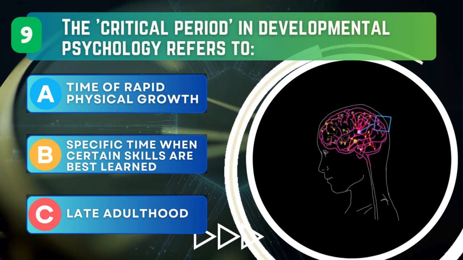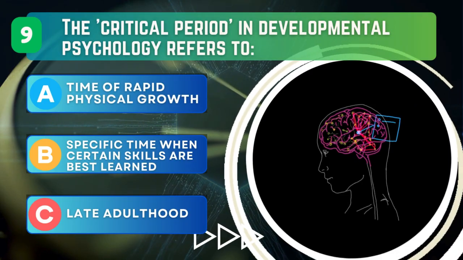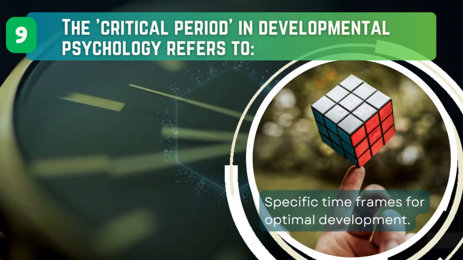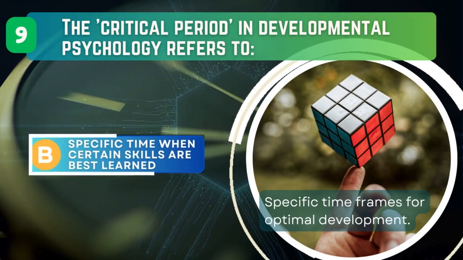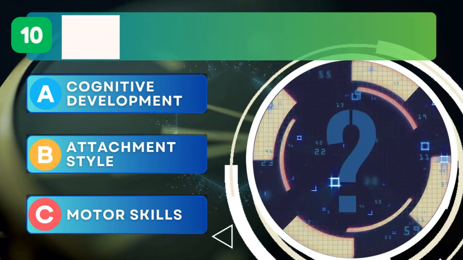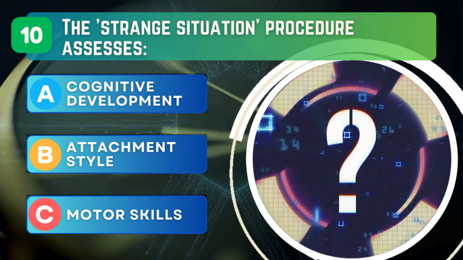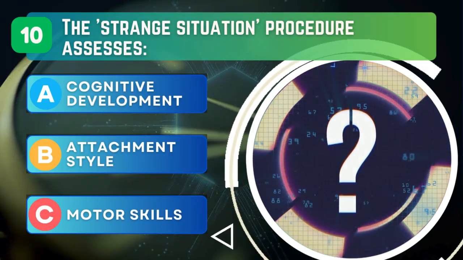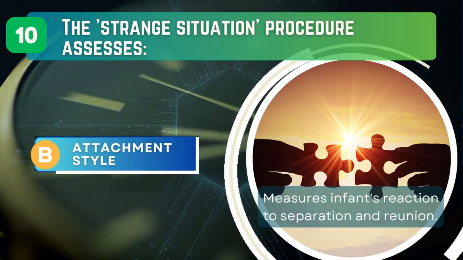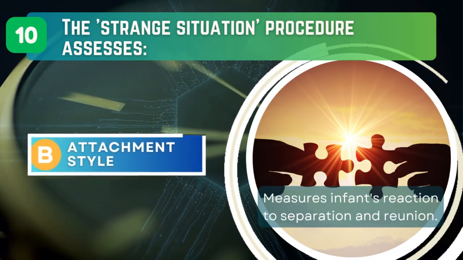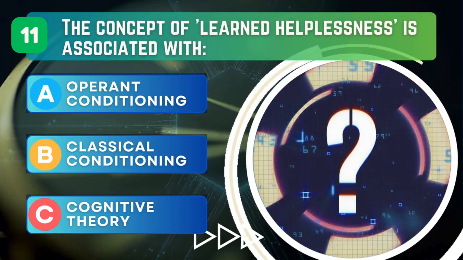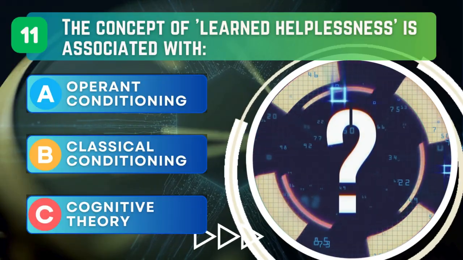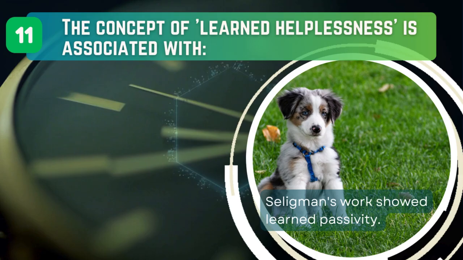The critical periods in developmental psychology refers to specific time when certain skills are best learned. The strange situation procedure assesses attachment style. The concept of learned helplessness is associated with operant conditioning.